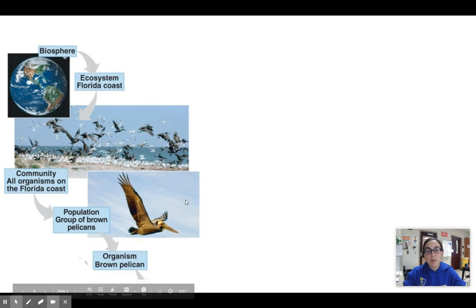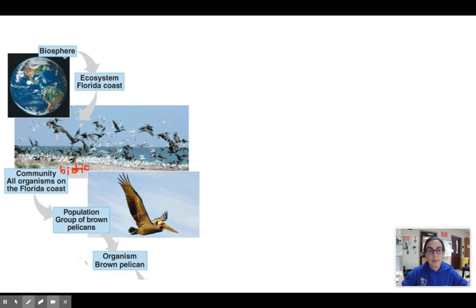If you have a bunch of organisms that are all the same species, so a group of pelicans would be called a population. All of the other living organisms that interact with that pelican would be the community. So the community consists of all of the biotic components of the ecosystem. Sorry, it takes me a little while to write with this, and I'm really messy.